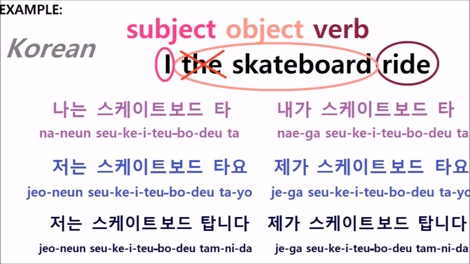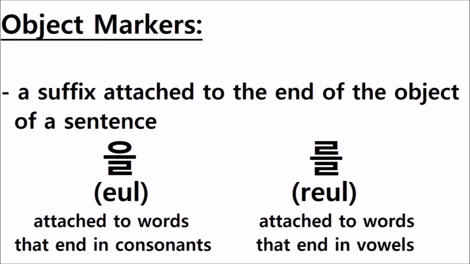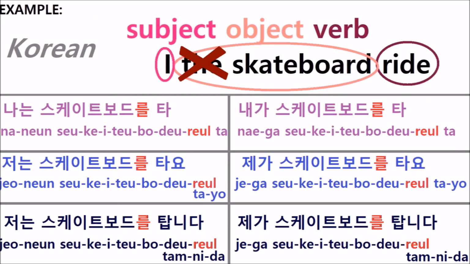We could also use the 가 subject marker instead of the 는. And these six sentences are mighty fine. They make perfect sense. But you know what we could add to them? An object marker. Object markers are a suffix that you attach to the end of the object of your sentence. They are 을 for objects that end in a consonant and 를 for objects that end in a vowel. In our example, we have an object that ends in a vowel. So let's add a 를 object marker to all of our sentences.